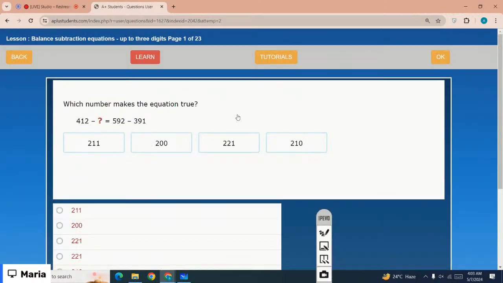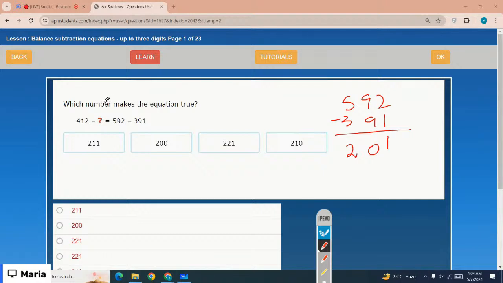Okay, the next one is which number makes the equation true? So first solve the side where you have both the numbers given, right? So just subtract 592 minus 391. That is the first thing you have to do. Okay, 592 minus 391. 2 take away 1 is 1, 9 take away 9 is 0, 5 take away 3 is 2. So when you solve this side, the answer is 201.